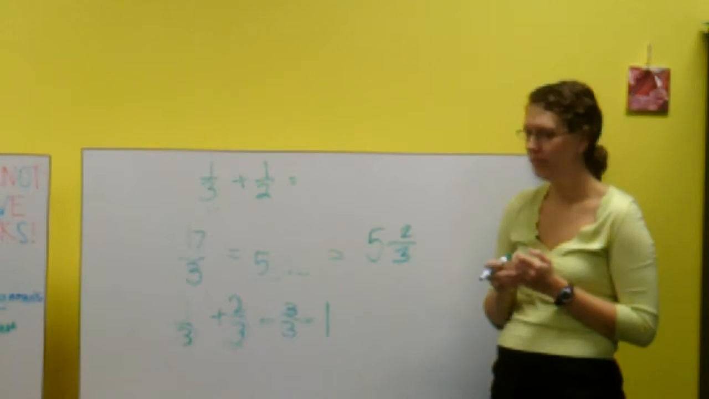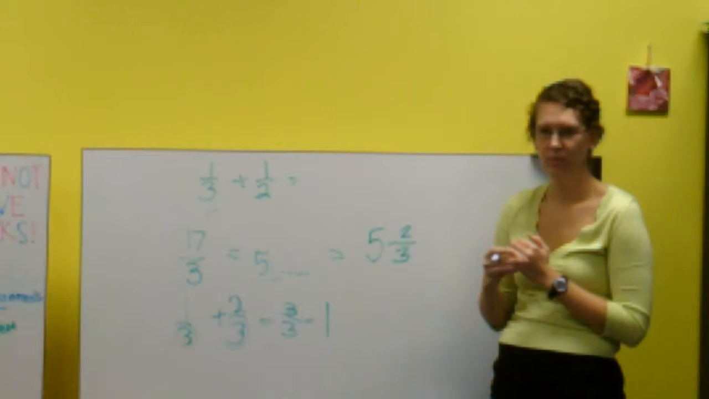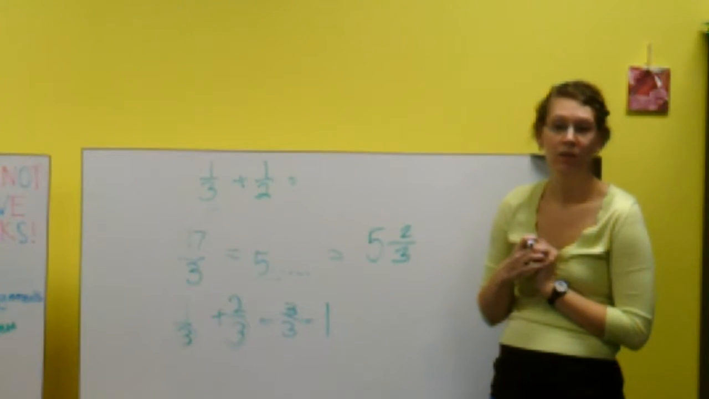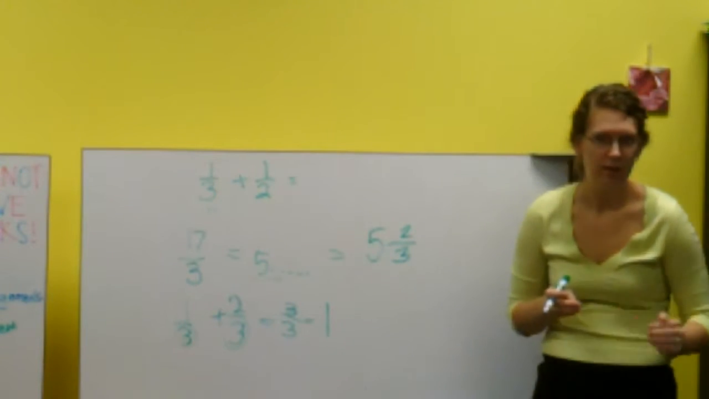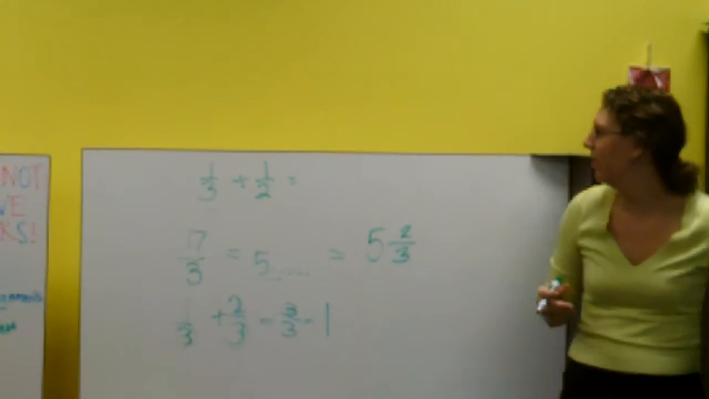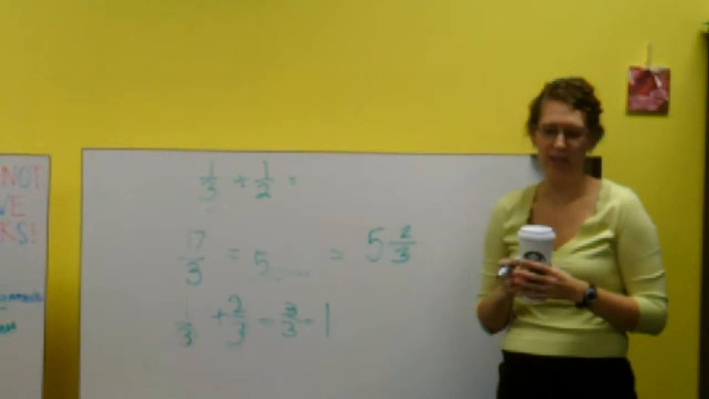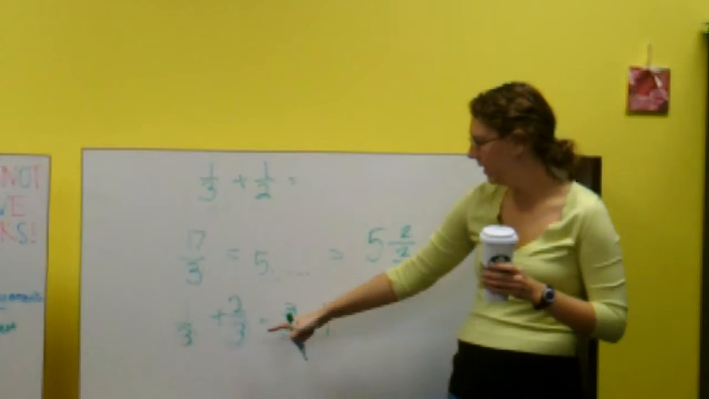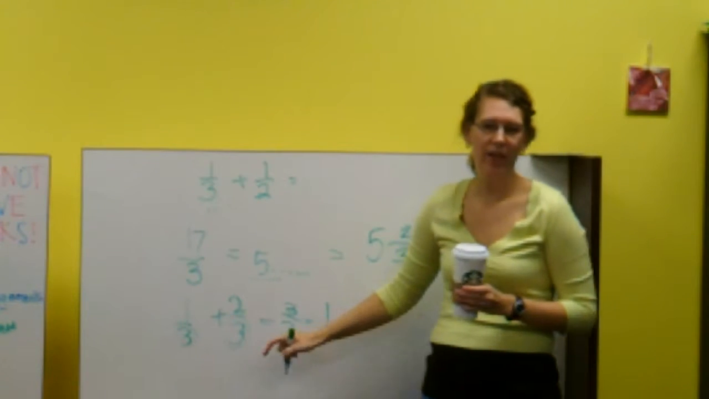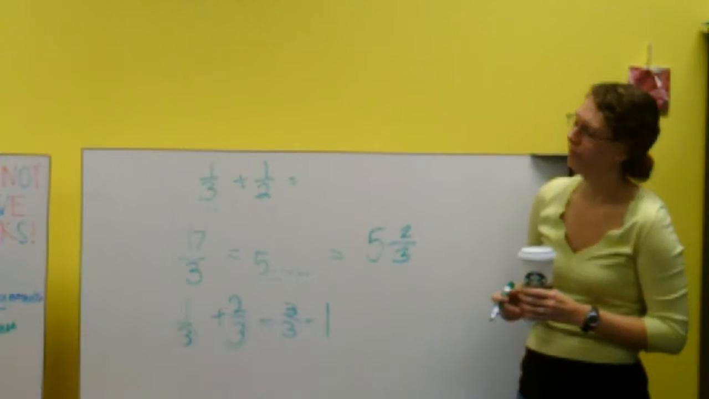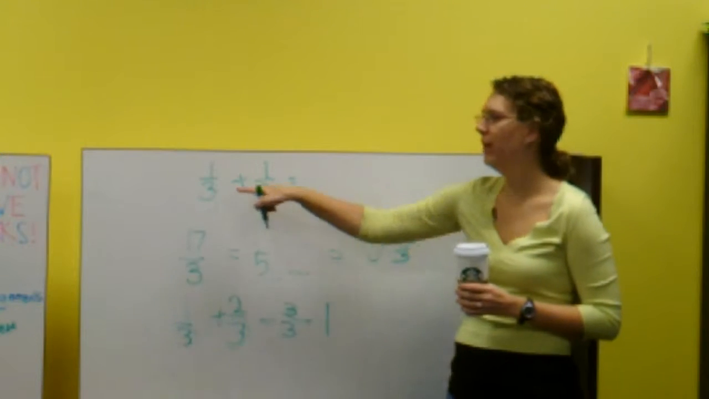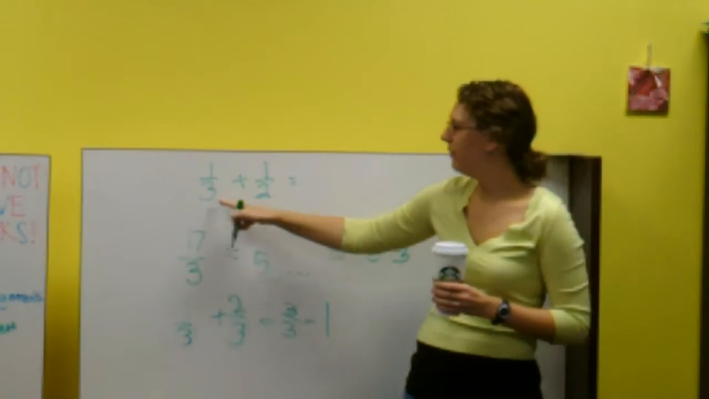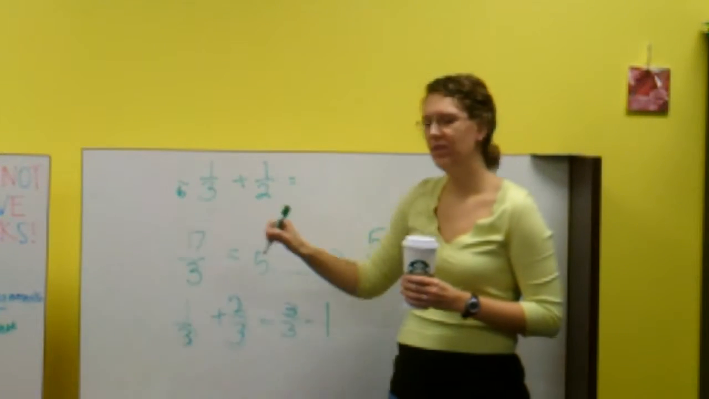If we don't have a common denominator, we need to change. We need to what? Think about it. How am I going to add a third of a pizza to a half of a pizza? We've got to add, but how are we going to add? We said we have to have a common denominator in order to add. So what would 3 and 2 be able to have in common? 6.